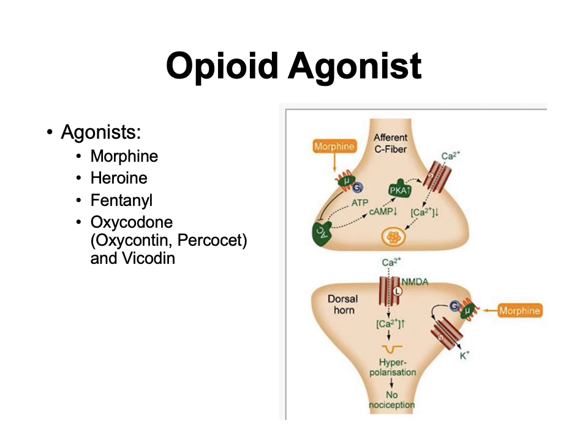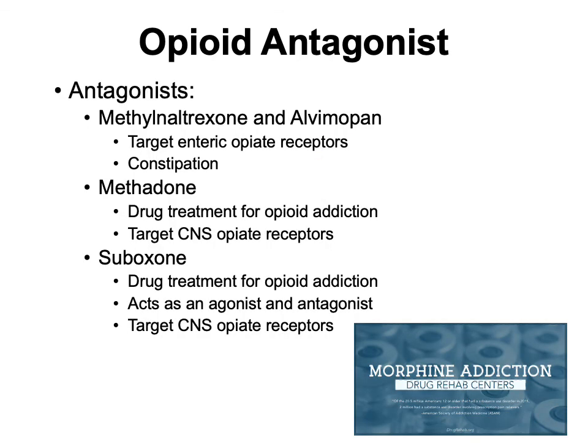Opioid agonists are morphine, heroin, fentanyl, oxycodone, OxyContin, Percocet, Vicodin. Any of these agonists are going to enhance the opioid response and function and reduce pain signals. Opioid antagonists are methylnaltrexone and alvimopan, and they target enteric opiate receptors, and they prevent constipation.